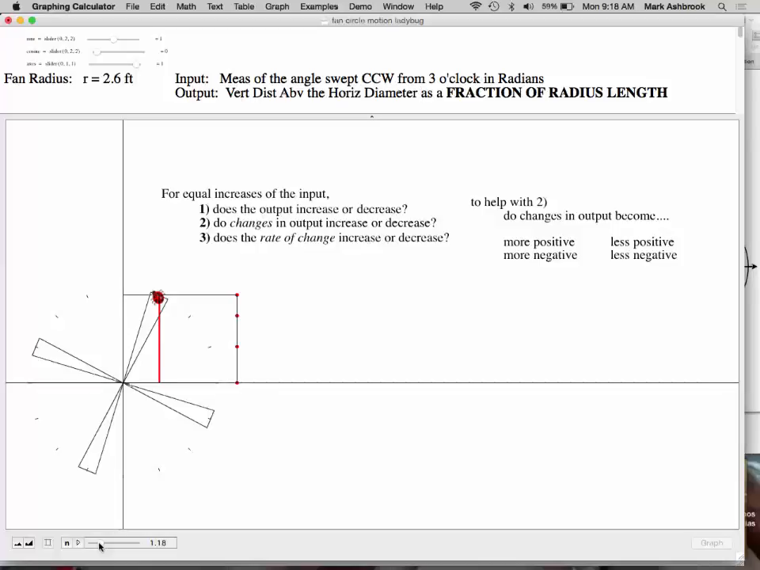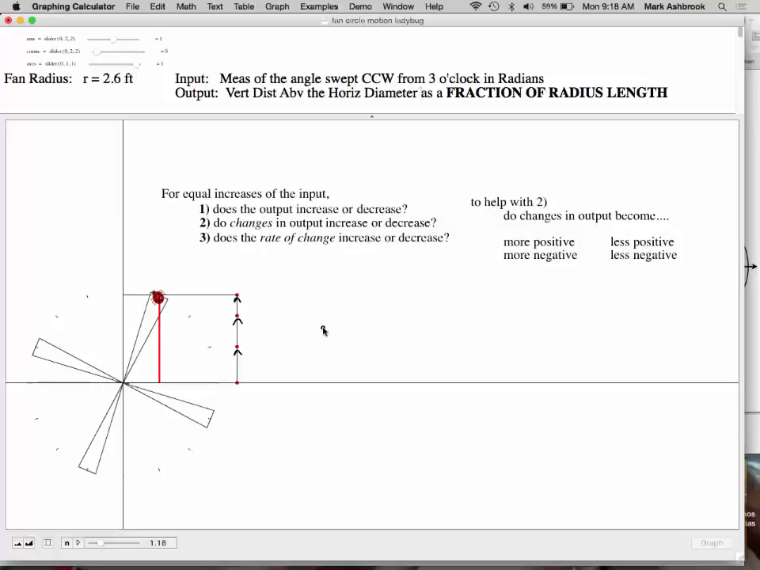The height, the vertical distance, is clearly increasing. What about the changes in vertical distance? Decreasing. Do you see that each change, they're positive changes, is getting more or less positive? Getting less positive, right? Each change is getting less positive than the one before.